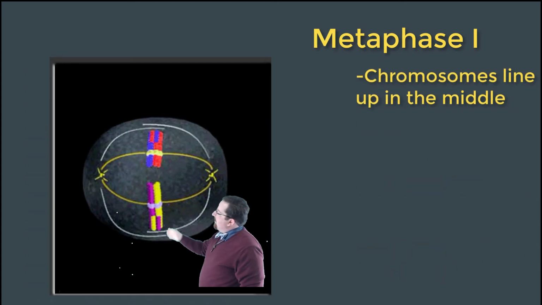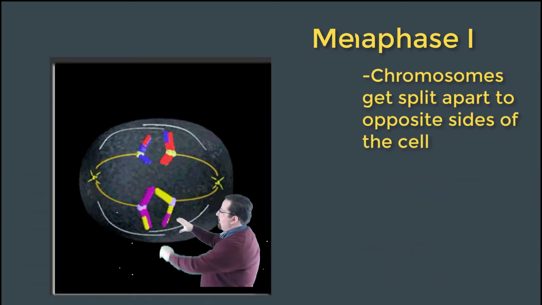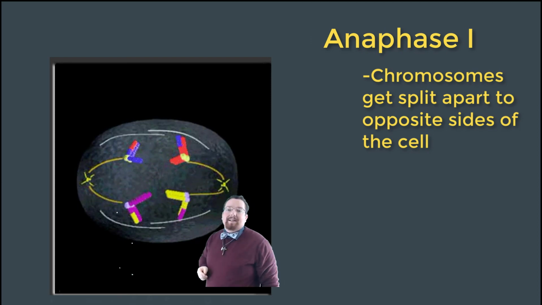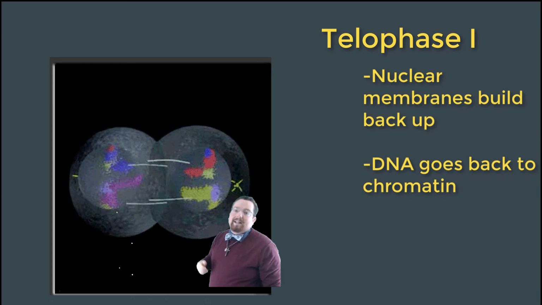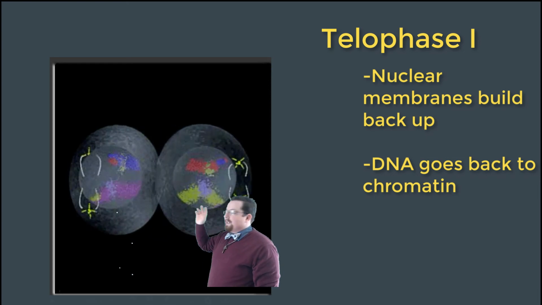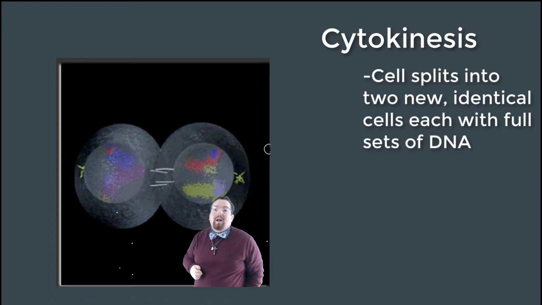Next, we have metaphase 1, where the chromosomes line up, anaphase 1, where they get pulled apart, then telophase 1, where the nuclear membranes build back up and the chromosomes go back to chromatin. The cells split in cytokinesis, and we have 2 cells that are different from each other.